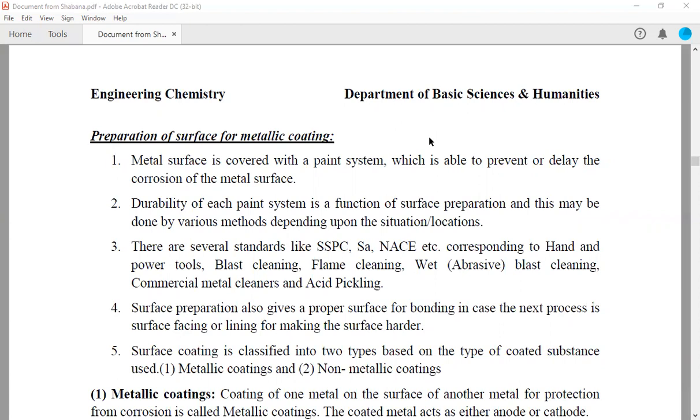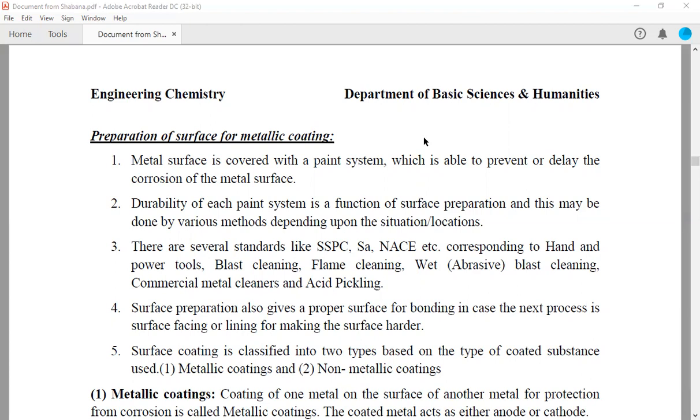Coming to the function of the protective coating, the first function is to protect the metal from corrosion, to impart the aesthetic sense, that is a beautiful appearance, to the metal surface, to impart specific mechanical and physical properties such as wear resistance, hardness, electrical properties, and to give oxidation resistance and thermal insulating properties.